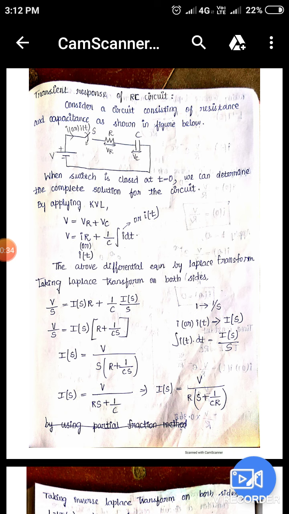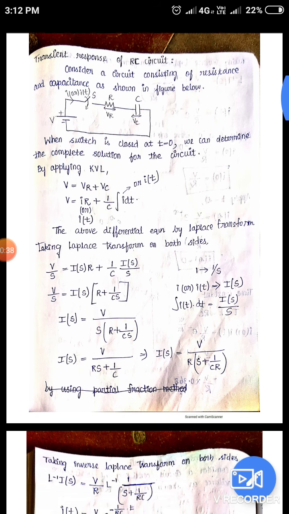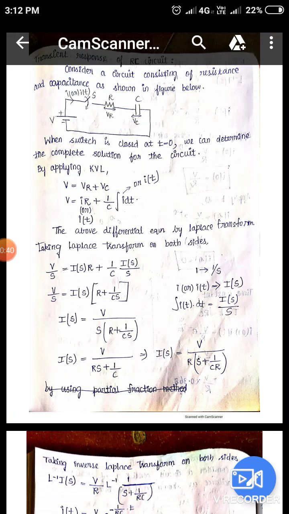When the switch is closed at t equal to 0, we can find the transient response of the RC circuit. Now applying KVL, similar to the RL circuit, V is equal to V_R plus V_C. Substitute the V_R and V_C values. The voltage across the capacitance is represented as 1 by C integral of i dt, where i is i or i of t. Therefore V is equal to i into R plus 1 by C integral of i dt.